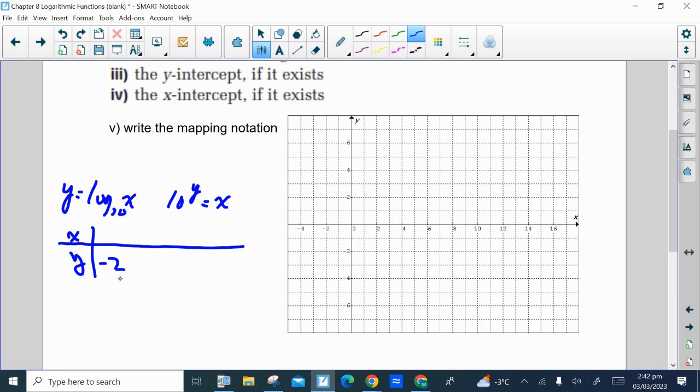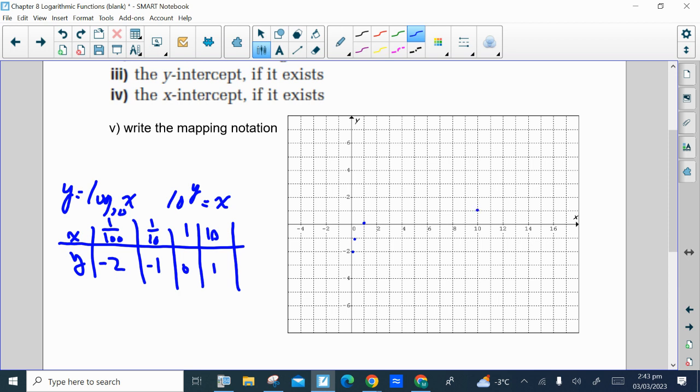You can let y equal -2. And then x will be 10 to the -2, or 1 over 10 squared, or 1 over 100. You can let y equal -1. And 10 to the -1 is 1 over 10. You can let y equal 0. 10 to the 0 is 1. You can let y equal 1. 10 to the 1 is 10, and so on. So I've got the point 1/100, comma, -2, almost 0, 1/10, comma, -1, 1, comma, 0, and 10, comma, 1.